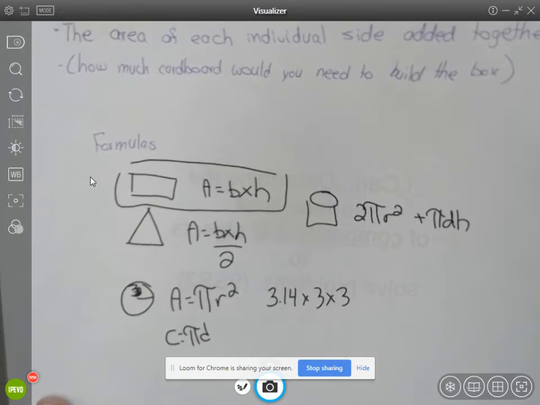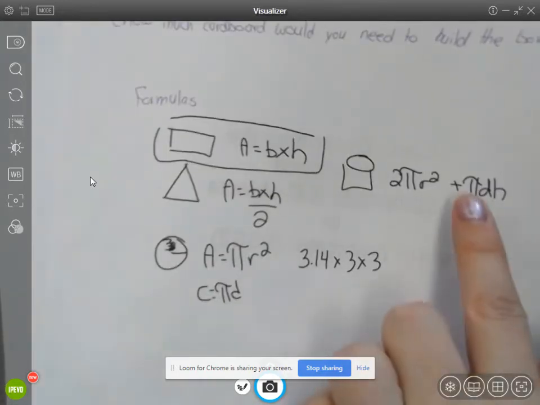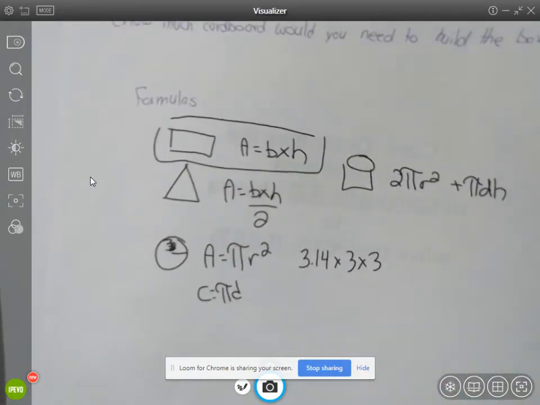Now, using those, we can build the formula for a cylinder over here. 2 pi r squared because we have 2 circles, and adding pi d h because the circumference times the height of our cylinder will give us our entire shape.